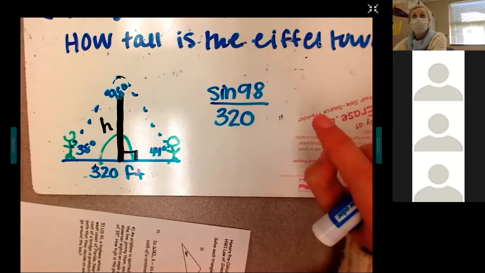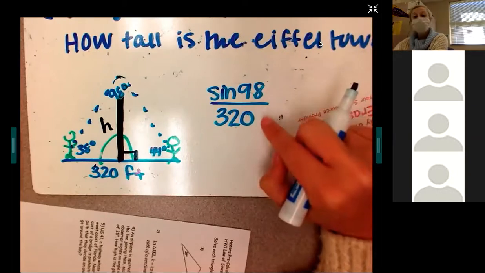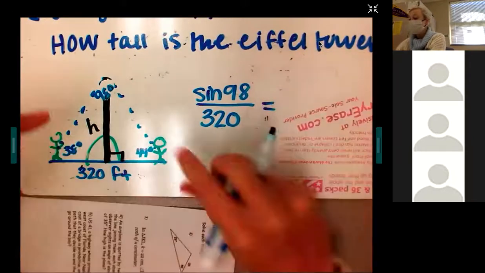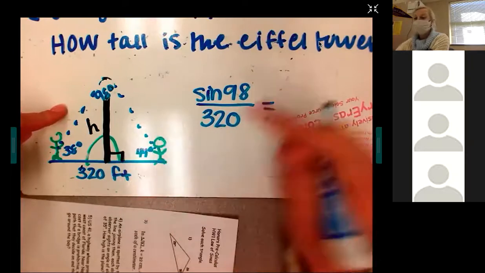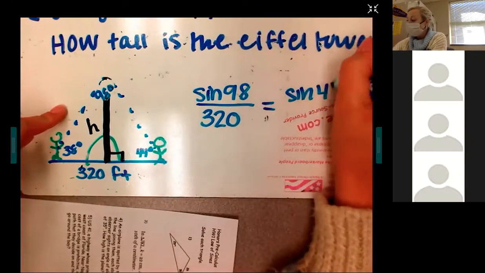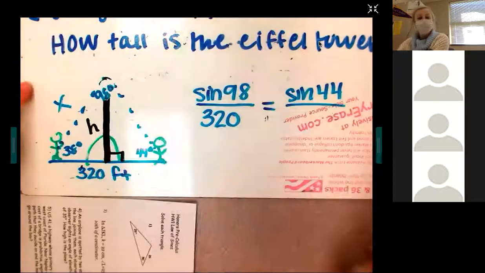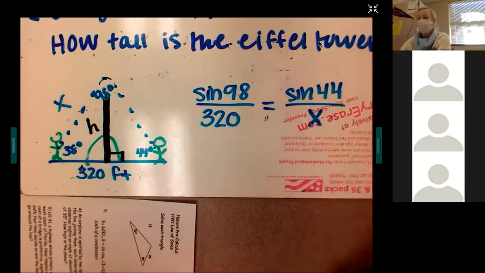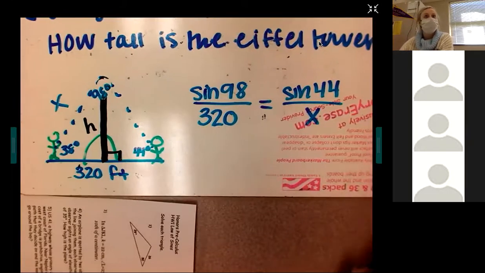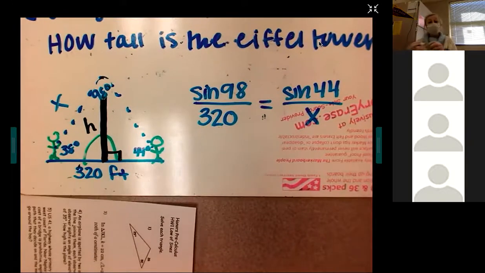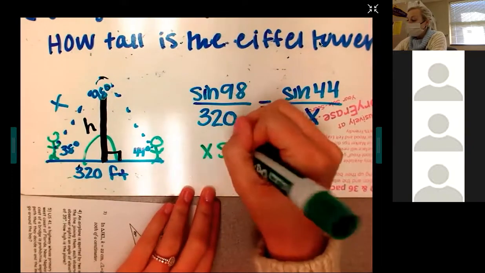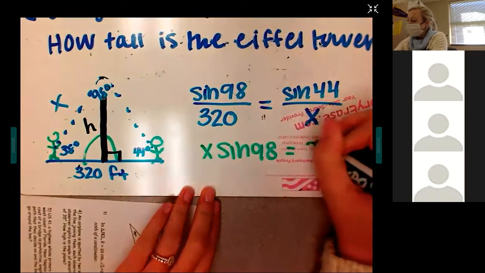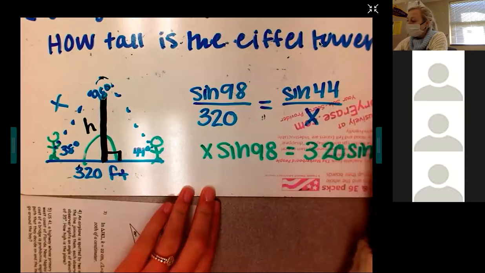because they didn't give you enough information to just do SOHCAHTOA. So we can do sine of 98 over 320 equals, which side do y'all want to find? It doesn't matter. Okay, I can use 44, that's fine. So sine of 44 over, are you guys okay if I just call this side x? Okay? So then what do I do from there? Cross multiply. If you used the 38, stay using the 38 because you're going to get the same thing. Cross multiply, so that would be x times the sine of 98 equals 320 times the sine of 44, right?